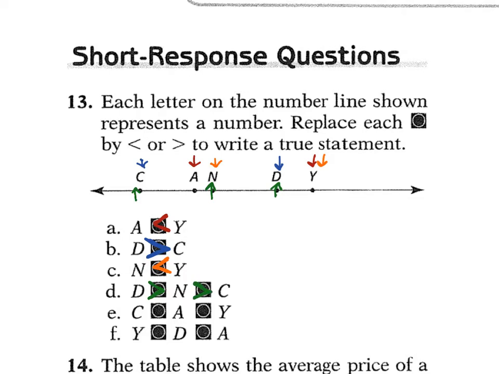Then for E, we have C, A, and Y. So C, A, and Y. So C and A, A is greater since it's to the right. A and Y, Y is greater since it's to the right. And then for F, we have Y, D, and A. So Y, D, and A. So between the Y and the D, the Y is to the right, so that one's going to be greater. Between the D and the A, the D is to the right, so that one's going to be greater.